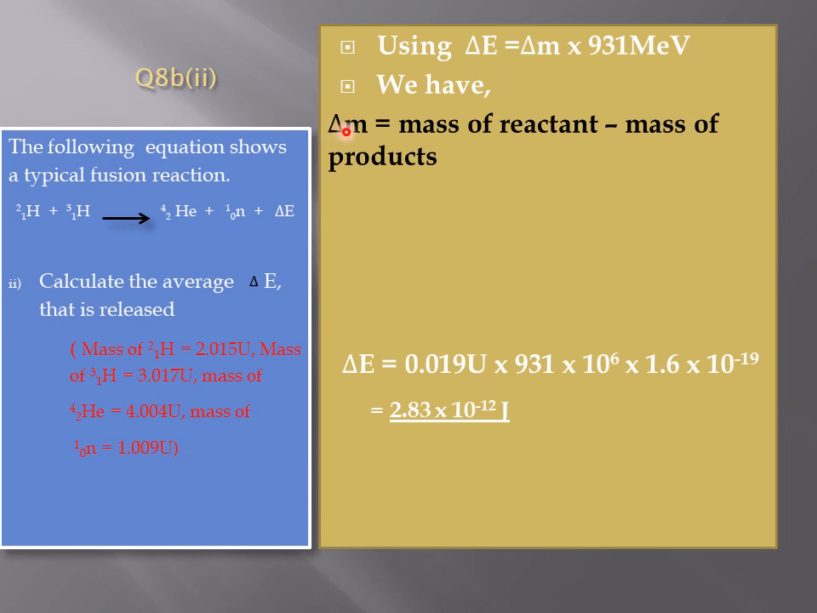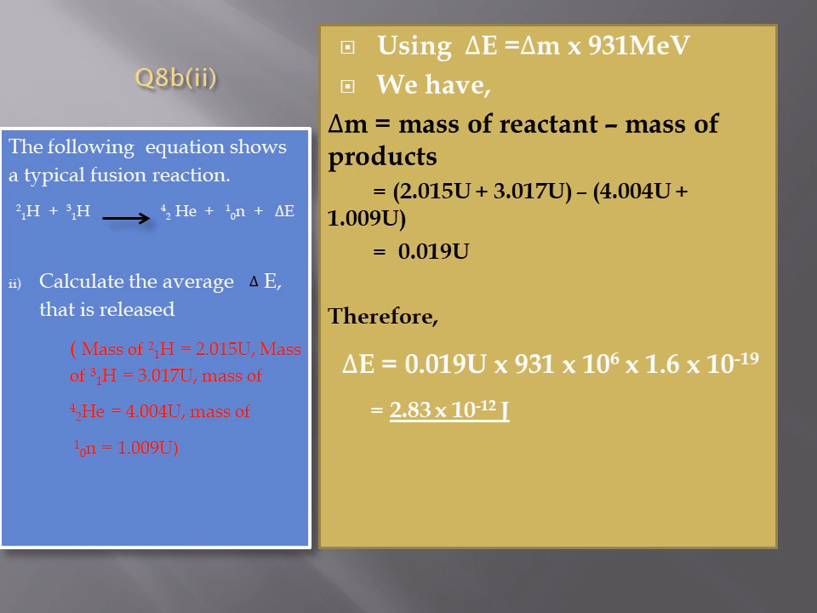Then delta M is the mass of the reactants minus the mass of the products. These are the reactants and these are the products. Their various masses have been given in the table below. If we do our arithmetic correctly, this is the mass of hydrogen 2 plus the mass of hydrogen 3, minus the mass of helium plus the mass of the neutron. We are going to have 0.01219 units.